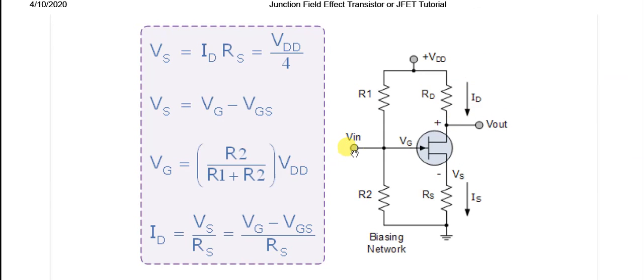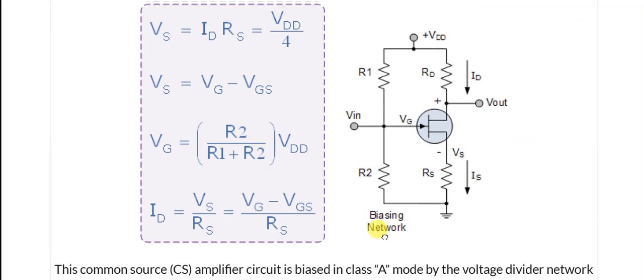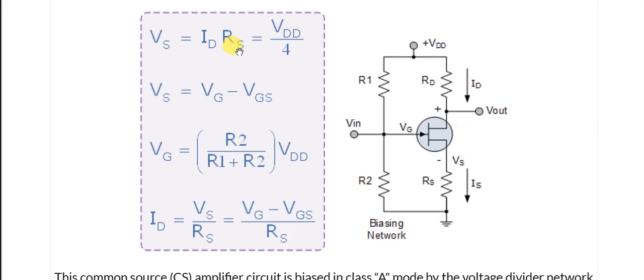So VS is equal to ID RS, and VS is equal to VG minus VGS. Remember, S is for the source, G for the gate, and D for the drain. You can work that out very simply from the circuit.